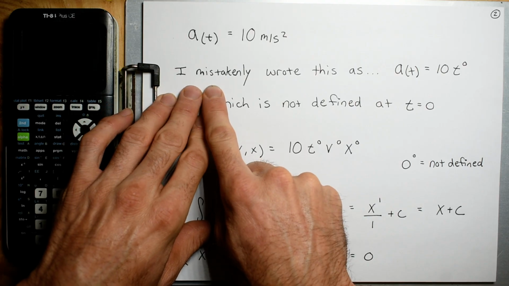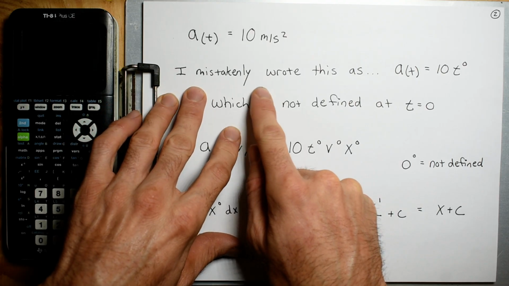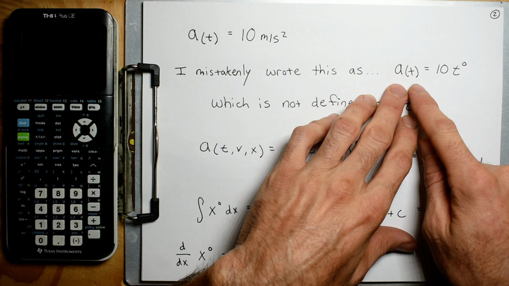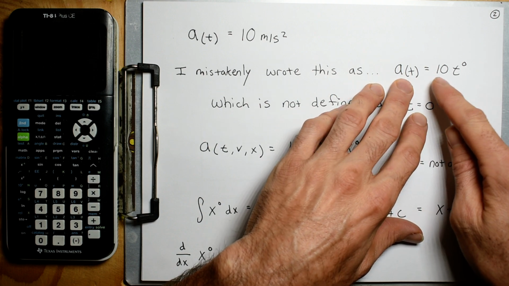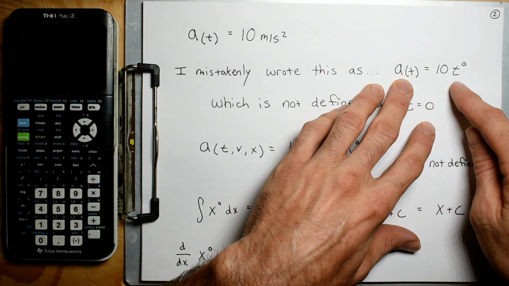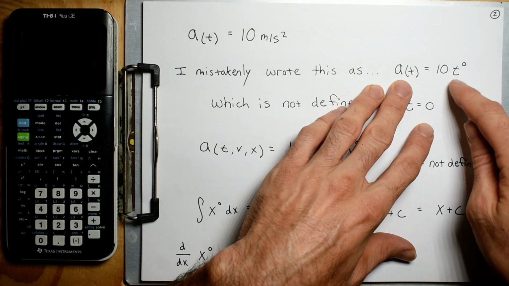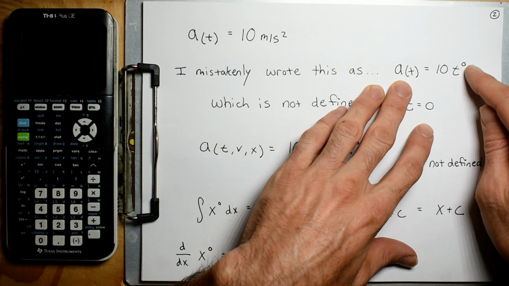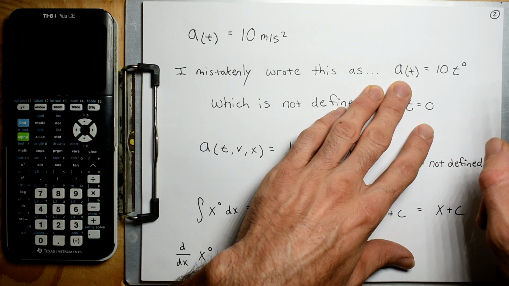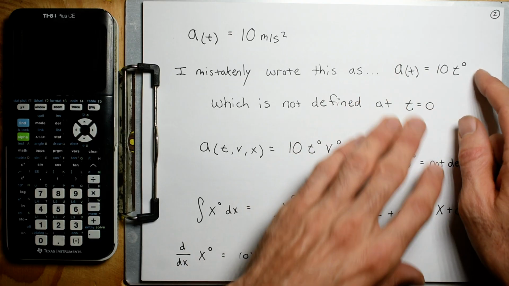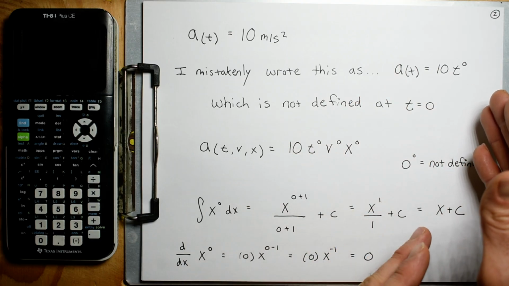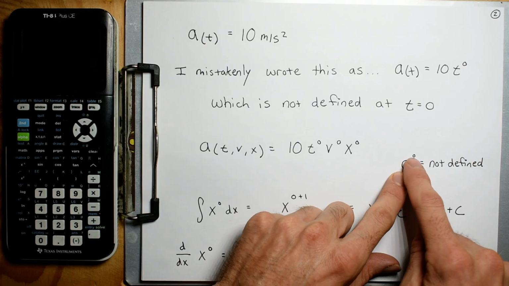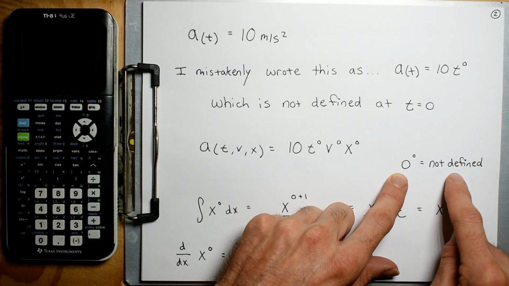And this isn't a mistake because we kind of checked it. So I wrote it as this: acceleration as a function of time is 10 times t to the 0. Any input value to the 0 is going to be 1, so this is just 10 times 1. So it mathematically works, except that 0 to the 0 is not defined.